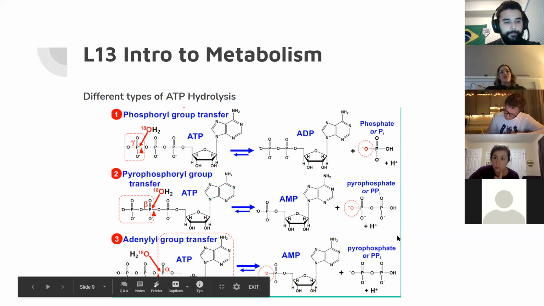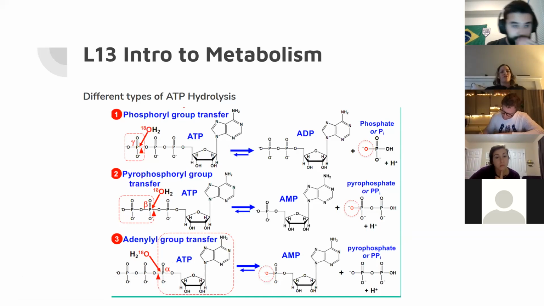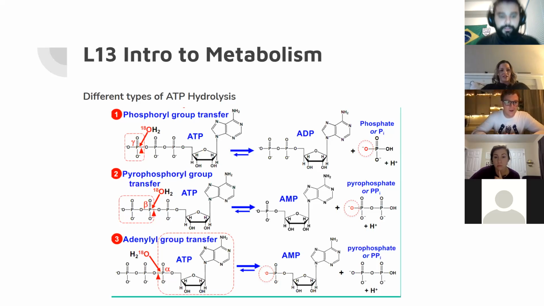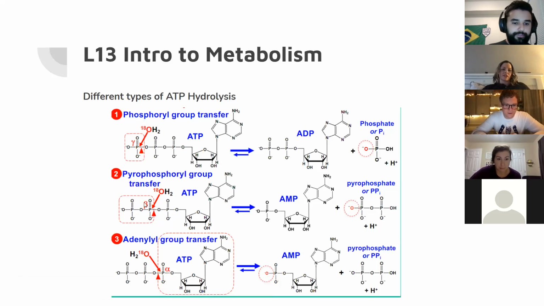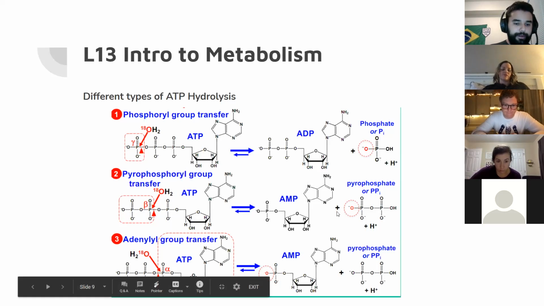Maybe it's really obvious to other people, but how are the products of pyrophosphoryl group transfer and adenylyl group transfer different? How can we identify why they are different? Well, it's more the way that they're breaking. You're going to see there's a little triangle, representing the bonds that are being broken. For pyrophosphoryl group transfer, the water is attacking this phosphate specifically and breaking it apart right here, giving us the AMP and our pyrophosphate.